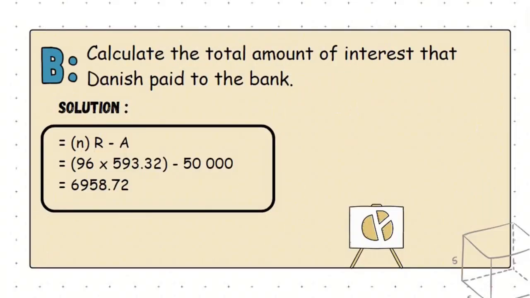So for question B, we need to calculate the total amount of interest that Danish needs to pay to the bank. For this question, we will use the formula N times R minus A. So 96 times 593 ringgit and 32 cents minus 50,000. So the answer will be 6,958 ringgit 72 cents.